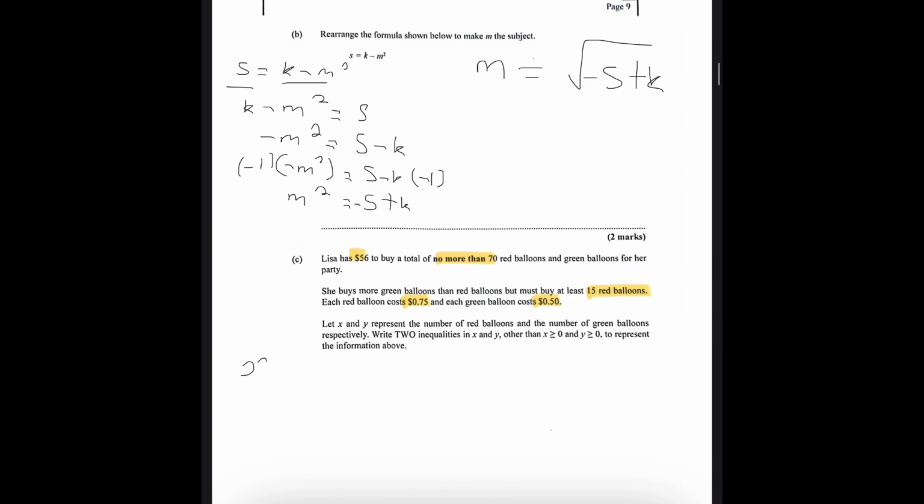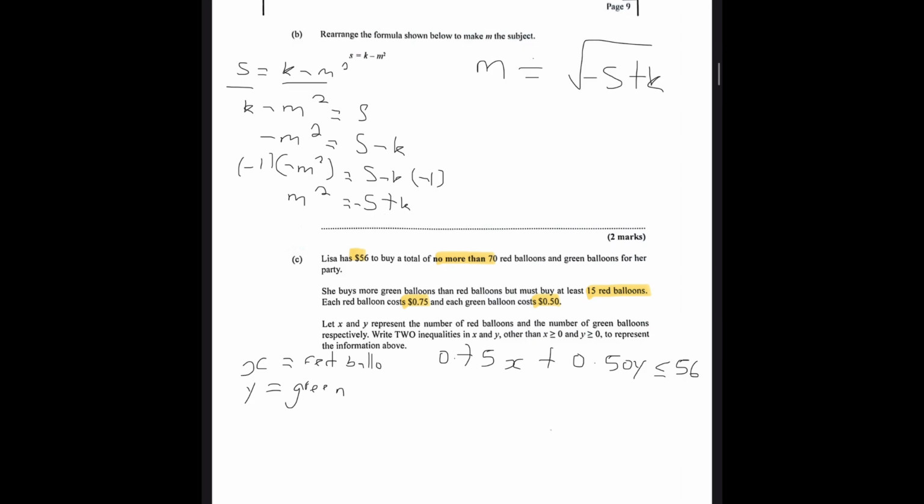So X is equal to red balloons and Y is equal to green. The first inequality you can put is the cost of each balloon with the amount of money she has. They told us that a red balloon costs 75 cents, so 75 cents X plus 50 cents Y is less than or equal to $56.